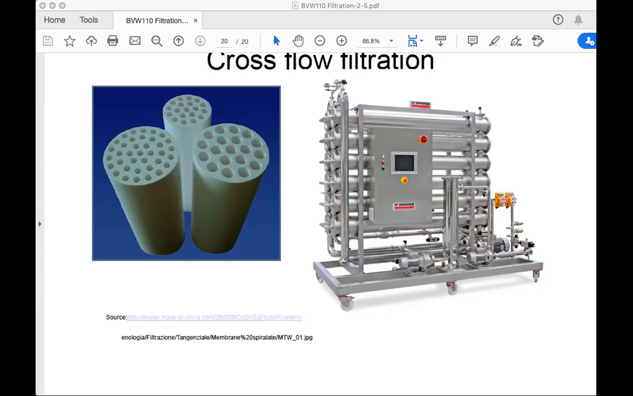Yeah, Mark, I had a bit of a question on sterile filtration, and I just wanted to know what sort of measurement makes a wine sterile, and what's the purpose of sterile filtering?